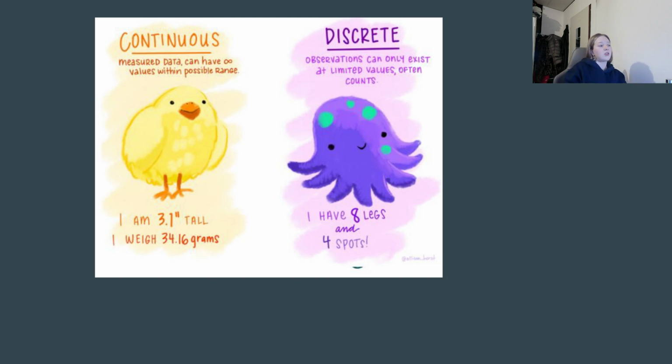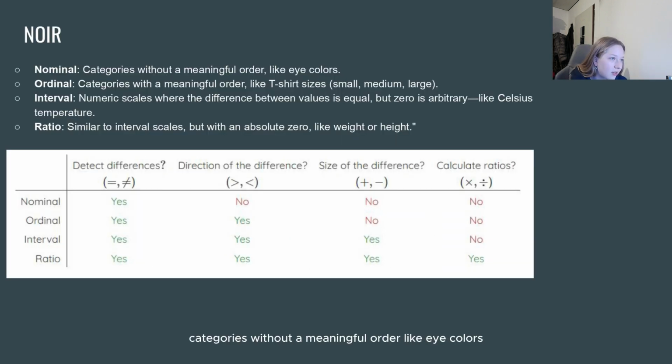Let's talk also about levels of measurement: nominal, categories without a meaningful order, like eye colors; ordinal, categories with a meaningful order, like t-shirt sizes, small, medium, and large; interval, numeric scales where the difference between values is equal, but zero is arbitrary, like Celsius temperature; and ratio, similar to interval, but has an absolute zero. And in the chart here, you can see their differences.